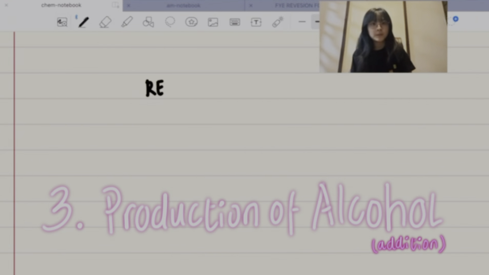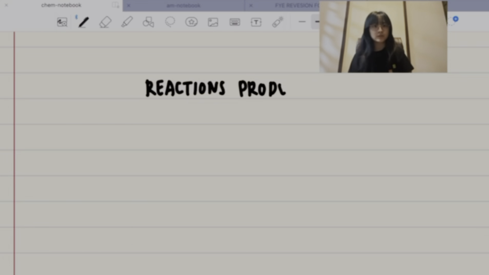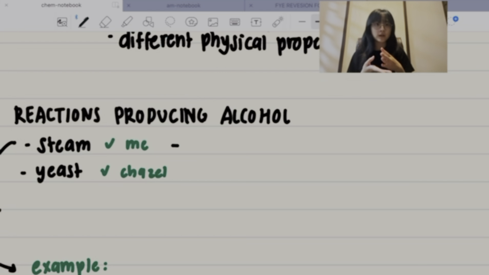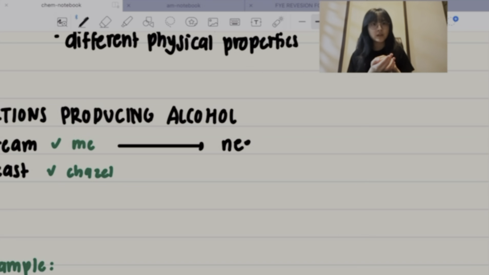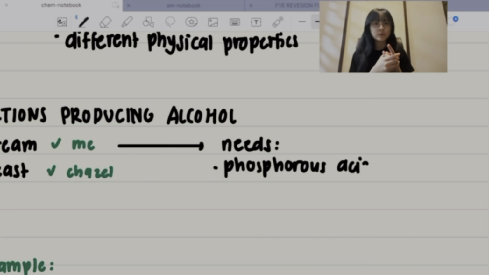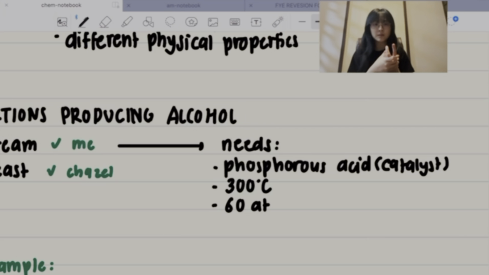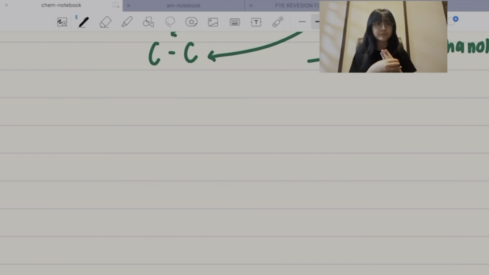Moving on, I'll be talking about the reactions that produce alcohol. There are two. First is by adding steam to alkene, and the other one is by fermentation using yeast. And I'll be talking about the addition of steam to alkene. For this reaction, you will need three things. First is a catalyst. You will need phosphoric acid as the catalyst, and you will need a temperature of 300 degrees Celsius and a pressure of 60 atm.